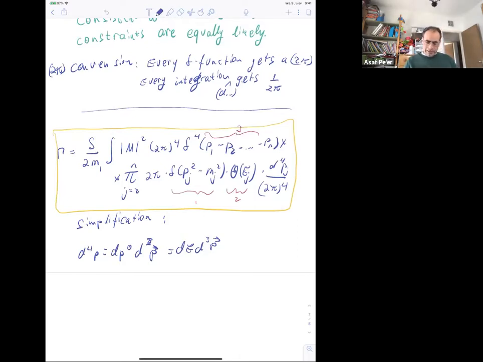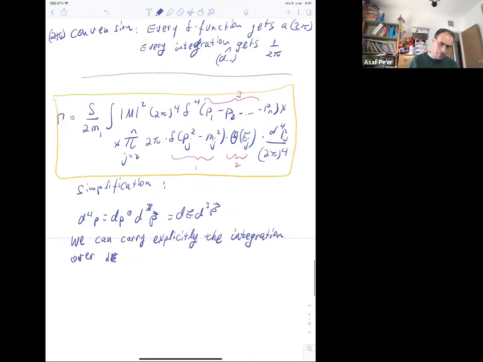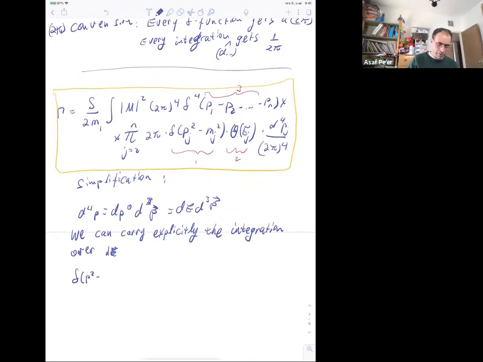Now, since we write explicitly dE is dp0, we can carry out explicitly the integration over dE, and we do that using the delta function. So when we have a delta of p squared minus m squared, this is just a delta of p0 squared minus p vector squared minus m squared.